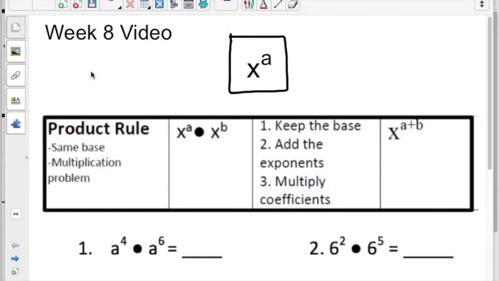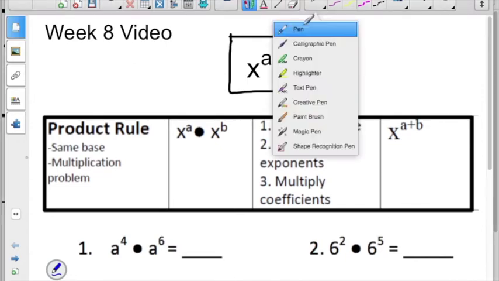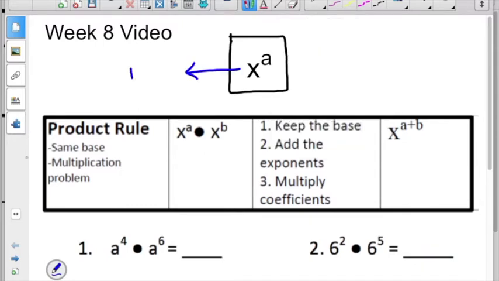This is the week 8 video, exponent rules. Here we have an example of a base and an exponent. The x is our base, and the a is our exponent.